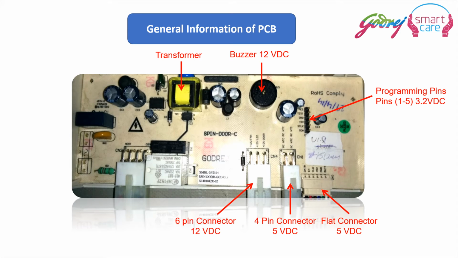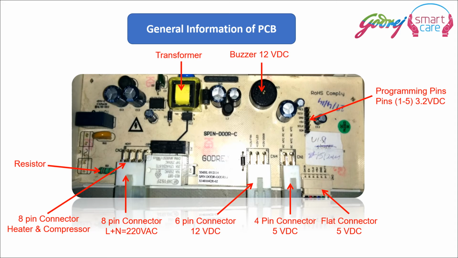Then we have all the 12 volt DC components connected to the 6-pin connector, that is the door switch, the inside lamp of the refrigerator, and the freezer fan. All are running on 12 volts DC. Then we have an 8-pin connector. Like I said, it has an incoming phase and neutral 220 volt AC, and it has an outgoing 220 volt AC for the heater and an outgoing 220 volt AC for the compressor.